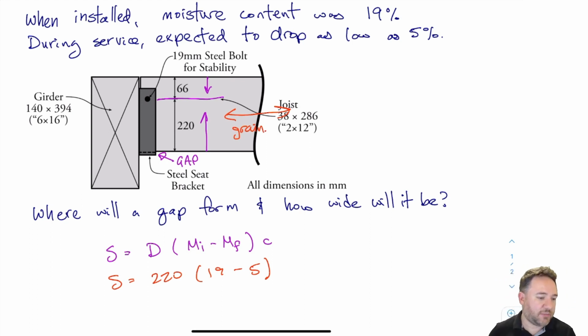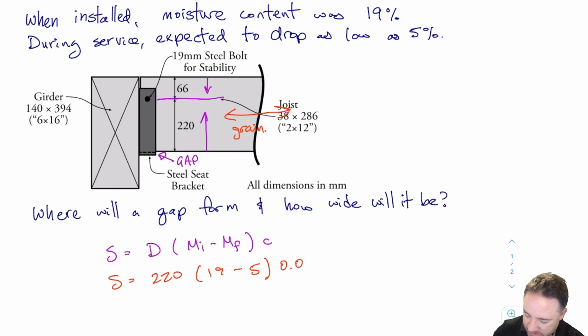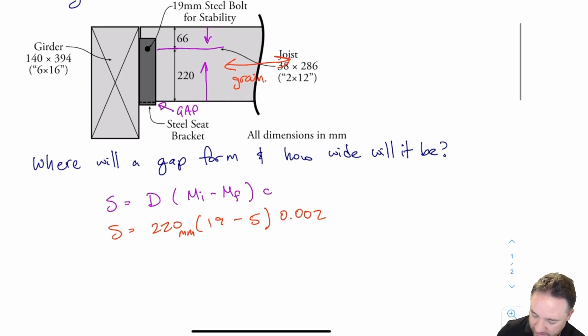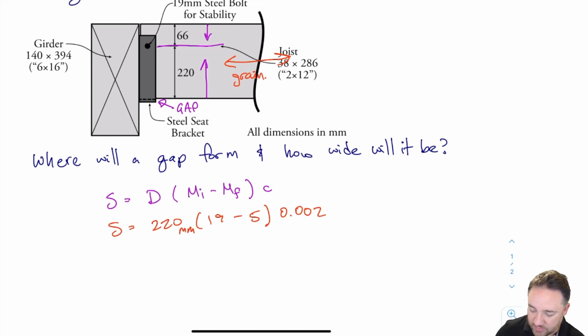So basically, as a rule of thumb, as long as I can figure out what my longitudinal direction is, which is also my grain direction, any other dimension is perpendicular to grain. So up here is perpendicular to grain. Out of plane for this joist would also be perpendicular to grain shrinkage. And so since we're talking about perpendicular to grain, my C is 0.002. And don't forget that this 220 is in millimeters. And 0.002 is percent per percent, basically. And 19 minus 5 is also percent. So these don't actually have units associated with them.